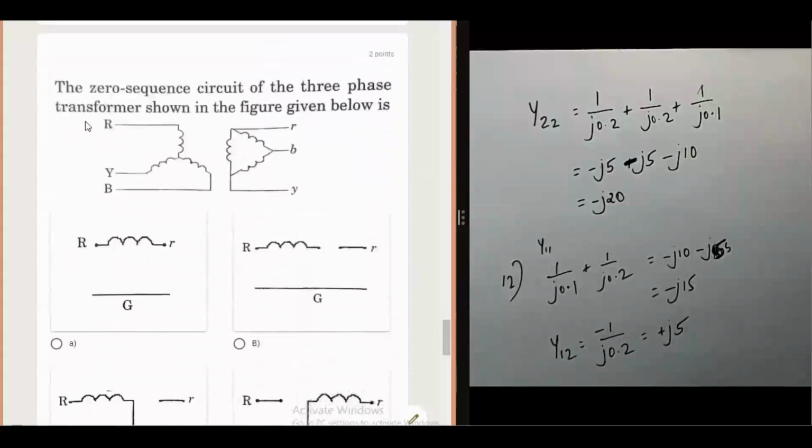Then 13th question. A zero sequence circuit for 3-phase transformers shown in figure given below. Here the primary side is star connected. There is no grounding. Then the secondary side is delta connected. In this case, the delta connected side is open, that is the secondary side is open. So here also B is the correct option.